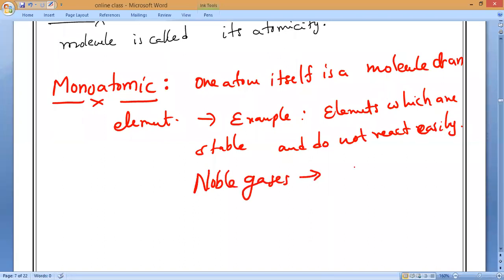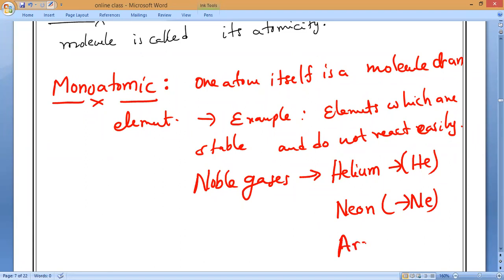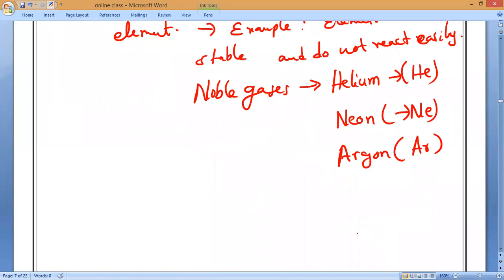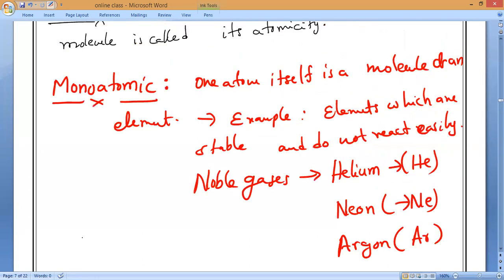I will give you the examples you can write. Remember: helium, neon, argon, krypton, xenon, and radon. This is enough. These are the examples of monoatomic. You see that I'm not writing He2, Ne2, Ar2. Have you noticed it? So a single atom I am writing; a single atom itself is a molecule. That is why it is called monoatomicity.